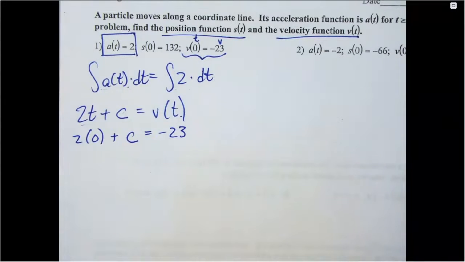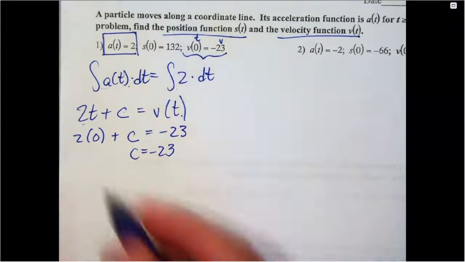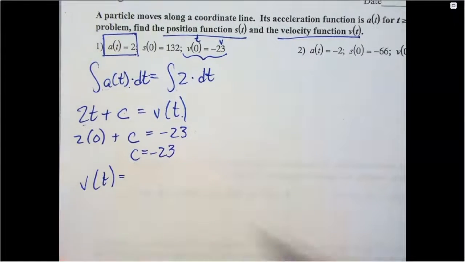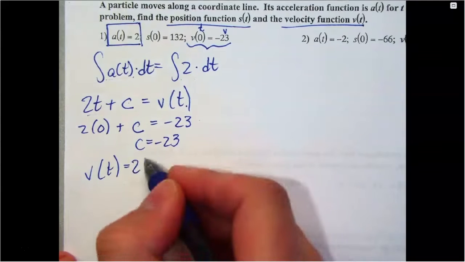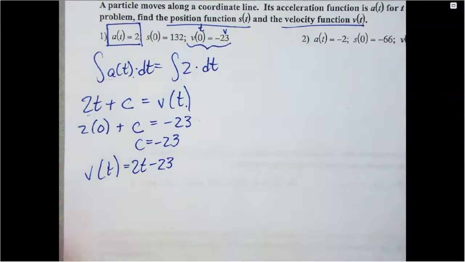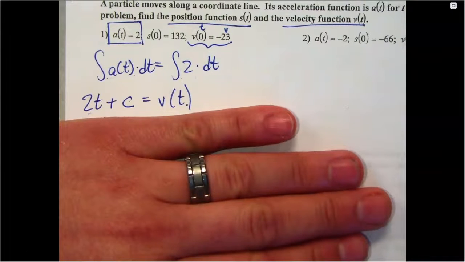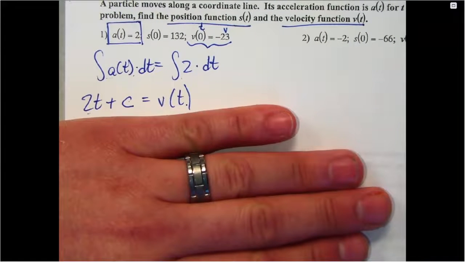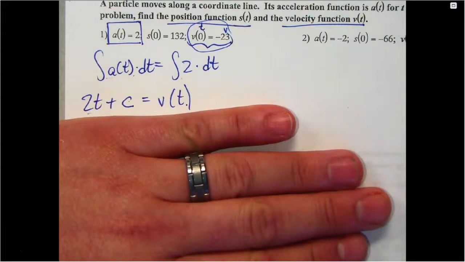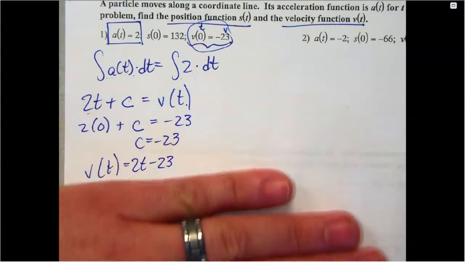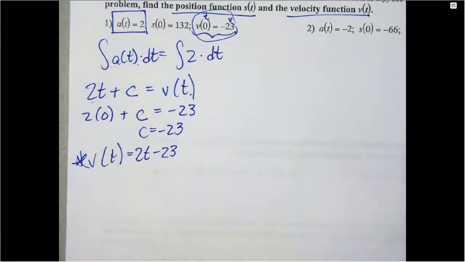So I think I can solve that. What is c? C is negative 23. Therefore my velocity function is 2t minus 23. When I first integrated, that was my velocity function, but I can be more accurate than that. I don't have to settle for some random constant, because I have information here that I can use to find out what that constant is. So I work through that, and this is the velocity function they'll be looking for.